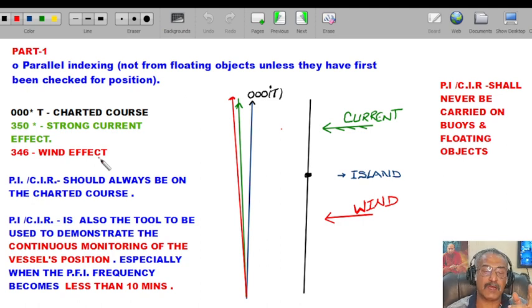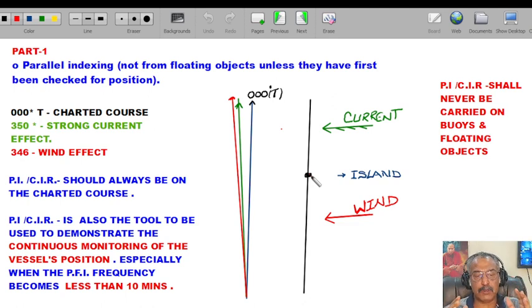So you have to give a starboard set, maybe 005 or 006, to make sure that your island, which is this one, maintains this line. If the island is on this line, which is maybe two nautical miles away, and you are doing the PI, or the parallel indexing, and you keep the island on this line, it means you are on track.